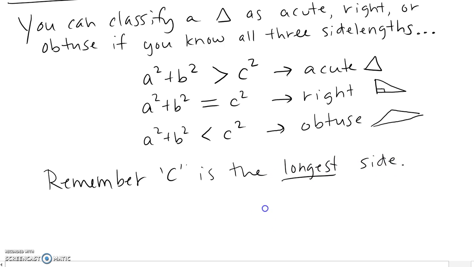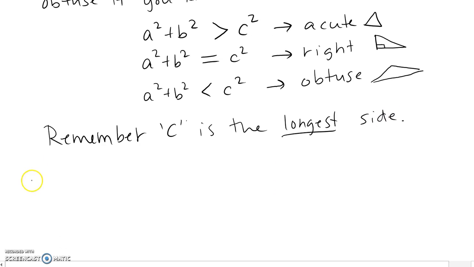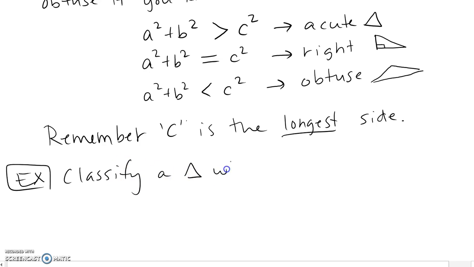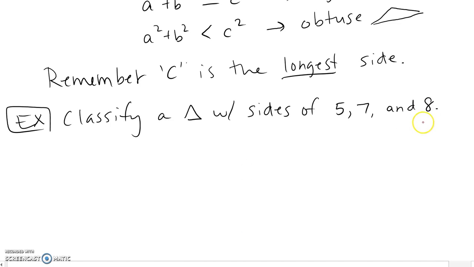So let me give you an example of what they're going to give you in your homework, on the test, etc. Example. Classify a triangle with sides of 5, 7, and 8. So notice that the 8 right here has to be C because it's the biggest. The biggest number corresponds to the longest side. It doesn't matter which one you call A and which one you call B. I tend to do it in order. They're just legs, they're the other two sides.